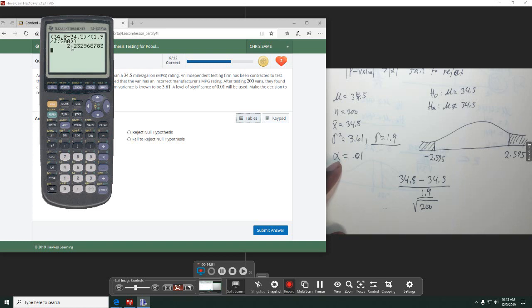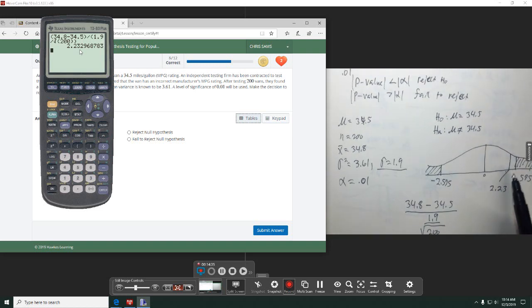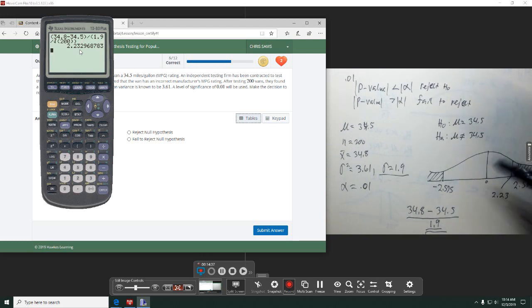Okay, so our actual value is 2.23. So 2.23 is actually going to be in between, smaller than 2.575. 2.23 will be here. So this did not fall in the rejection region. Here we would reject, here we fail to reject. So if you actually looked at this value, it would be the p-value, and you would have to double it because you got two-sided. Okay, you have to do the negative as well.